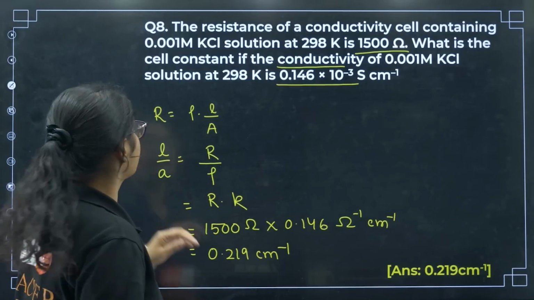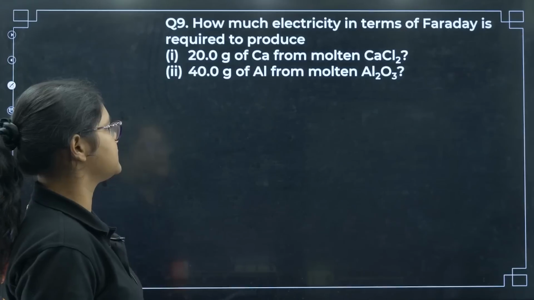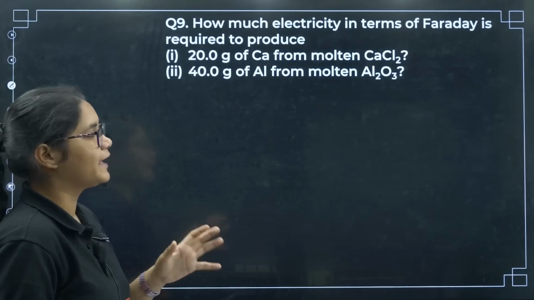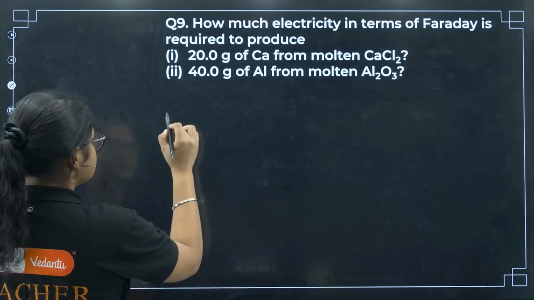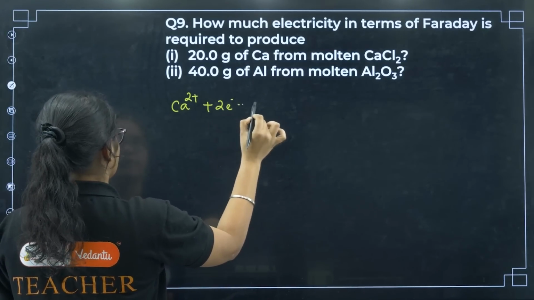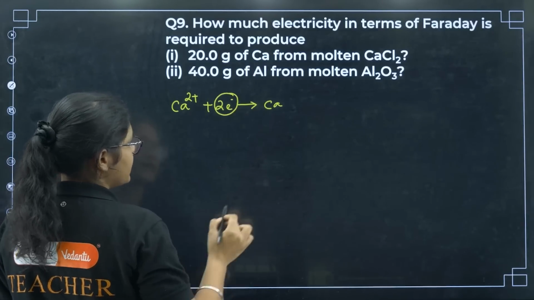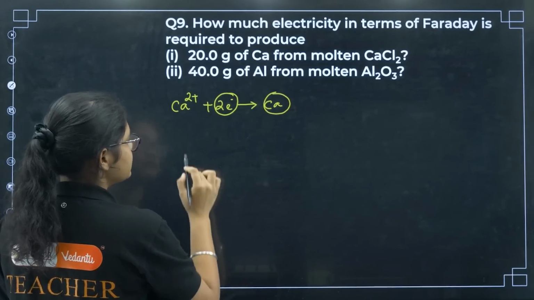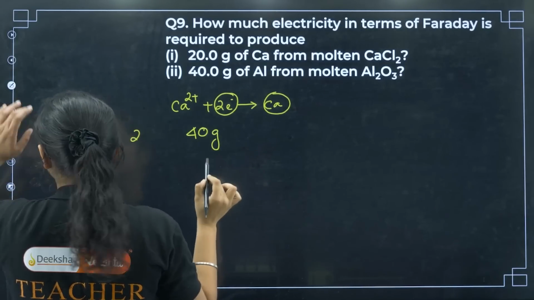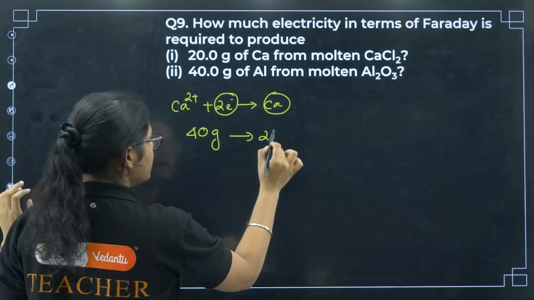Clear? Okay. Next, question number 9. How much electricity in terms of Faradays is required to produce 20 gram of calcium from molten calcium chloride? So if you see here, Ca2+ plus 2 electrons gives Ca, right? So I can say 40 gram can be deposited by 2 Faraday.